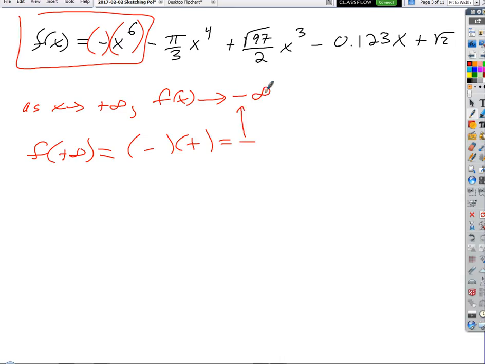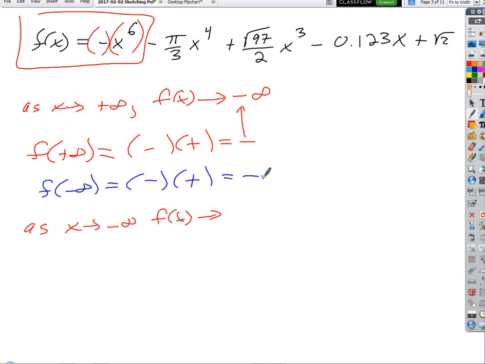Okay? Make sense? Okay, if I want to do as x approaches negative infinity, f of x approaches what? Same deal. F of negative infinity, what's the first sign going to be? Negative. A negative number to an even power is, Emma, what's that going to be? Negative number to an even power? Positive, there we go. So we get negative overall. Negative times positive is negative. So it's negative infinity, right?